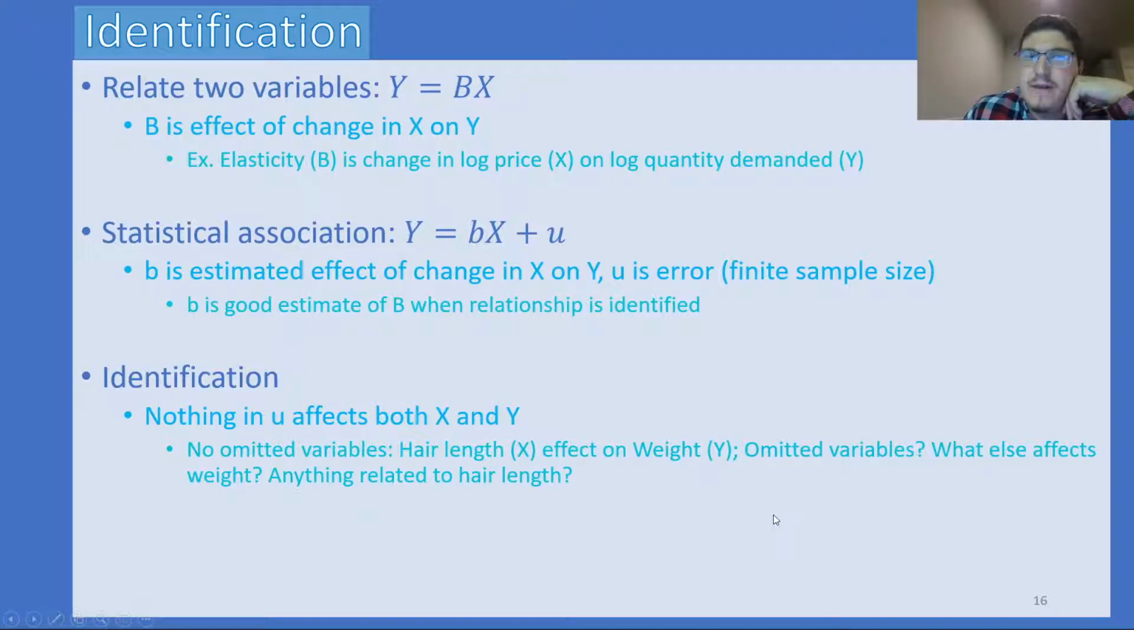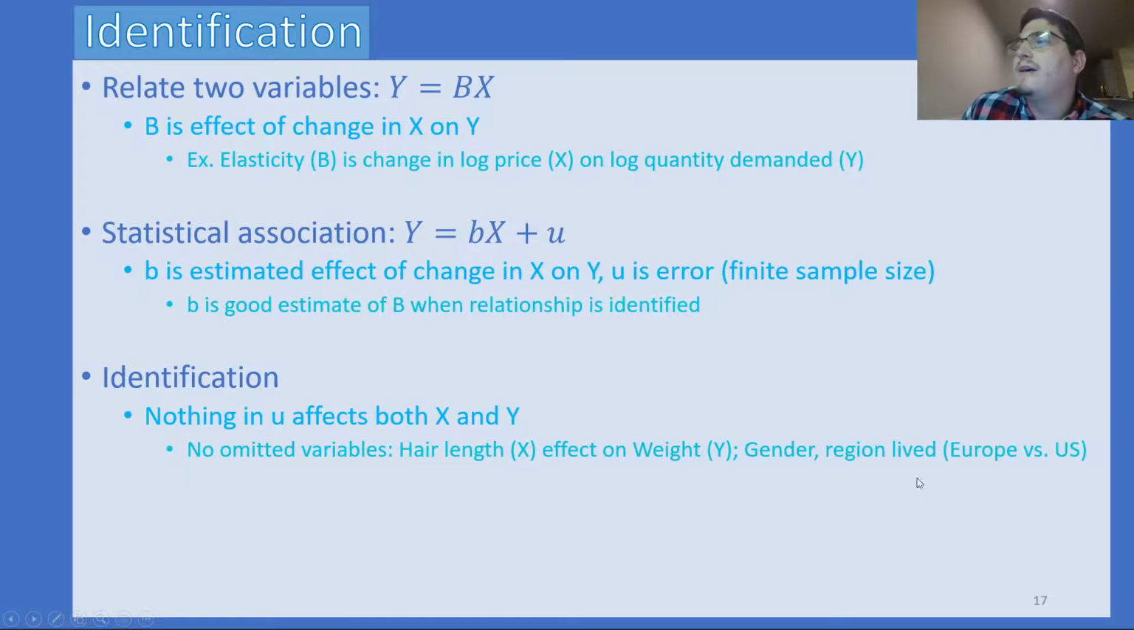So we have to think about what else affects weight, and then in that category of what else affects weight, is there anything related to hair length? I'm going to give you guys a moment to think about that.